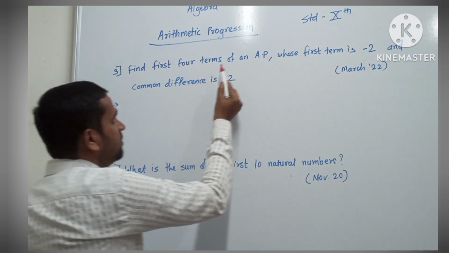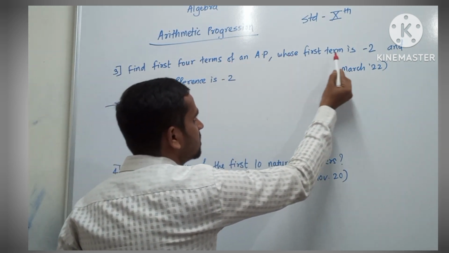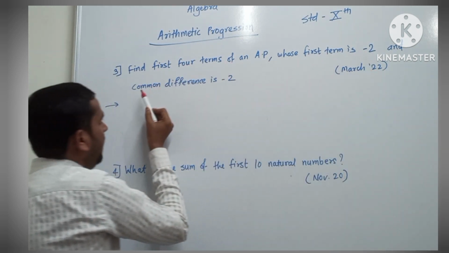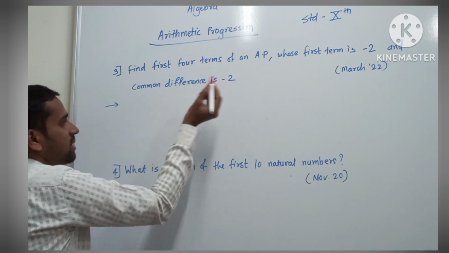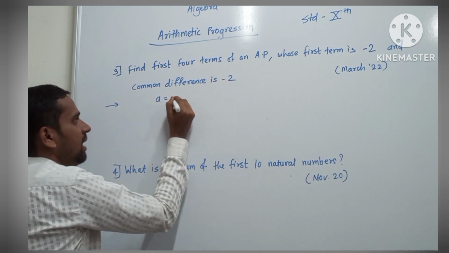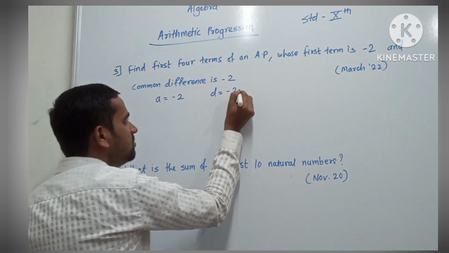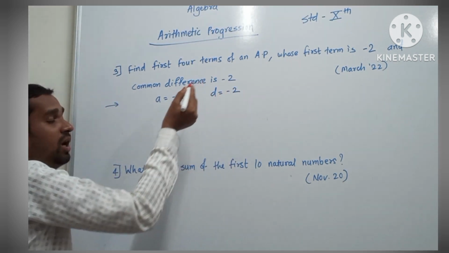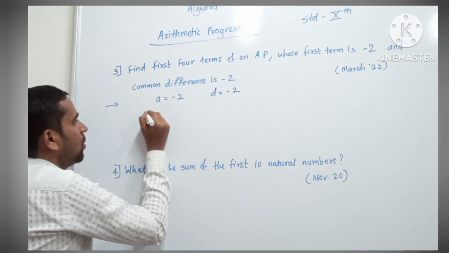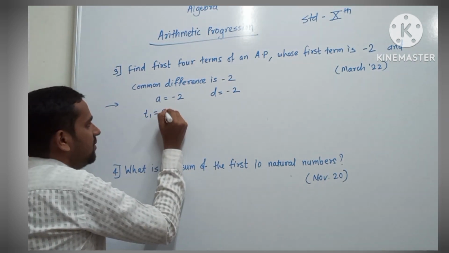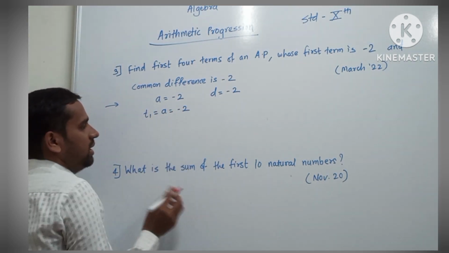Find the first four terms of an AP whose first term is -2 and common difference is -2. First term is what? A is equal to -2 and common difference D is equal to -2. Now we have to find out the first four terms. So the first term is T1. T1 is equal to A is equal to -2.